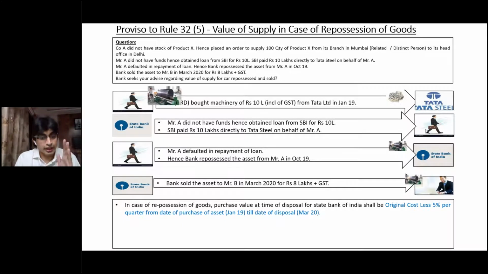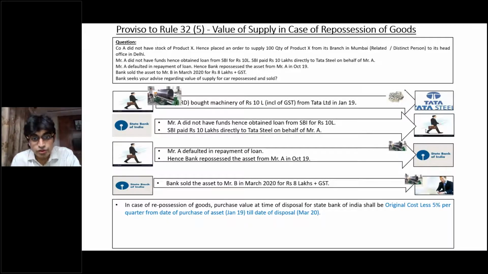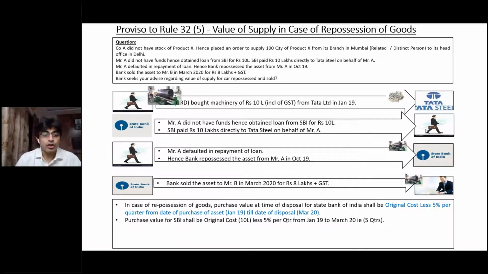Okay, let's read this. In case of repossession, the purchase value for State Bank, who is now selling for 8 lakh, shall be the original cost, that is 10 lakh less 5% per quarter from the date of purchase, Jan 19, till the date of disposal, March 20. So what will be the purchase value for SBI? Original cost 10 lakh less 5% per quarter from Jan 19 to March 20.